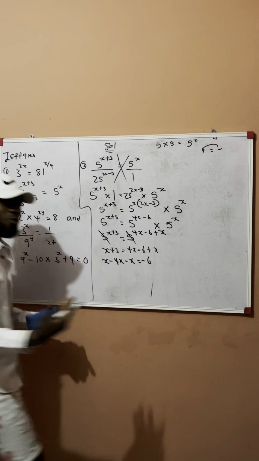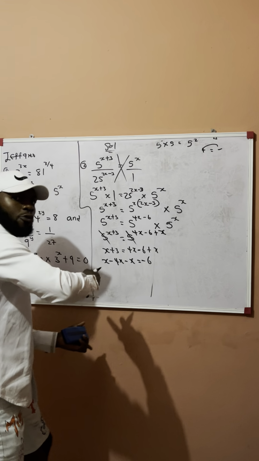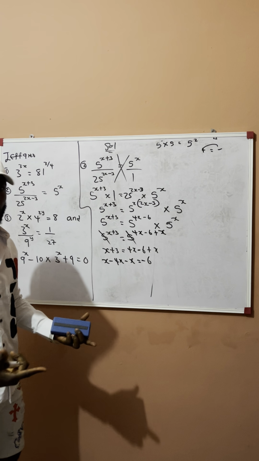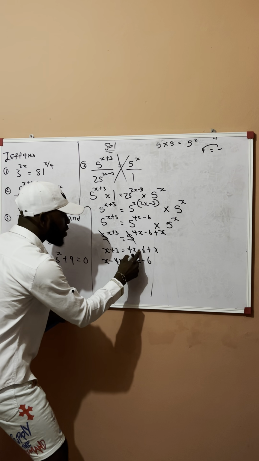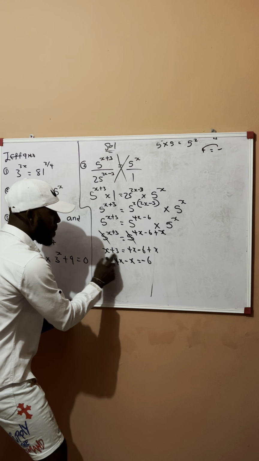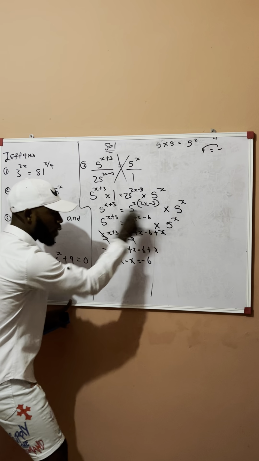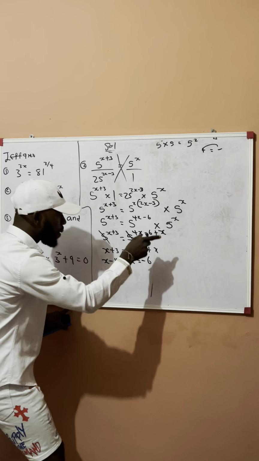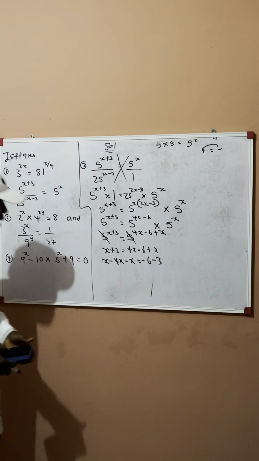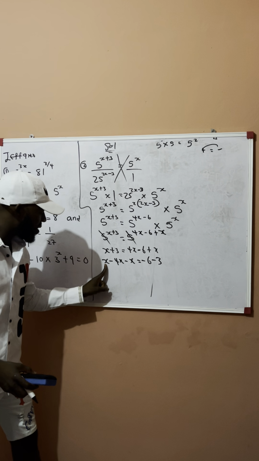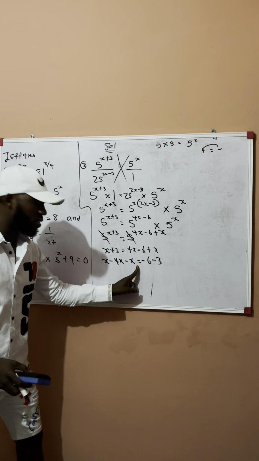Minus 6. Make sure you write what is left before you write what you are bringing, to avoid being confused. So now, when you write what is remaining here, minus 6. Now remember, plus 3 is not carrying x. Plus 3 will go and meet minus 6. And when plus 3 crosses, it becomes what? Minus 3. So automatically, without wasting time, this becomes x minus 4x minus x.